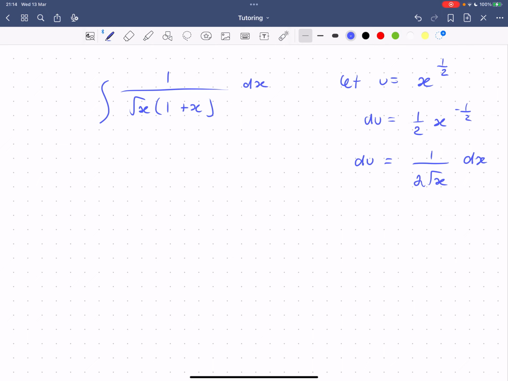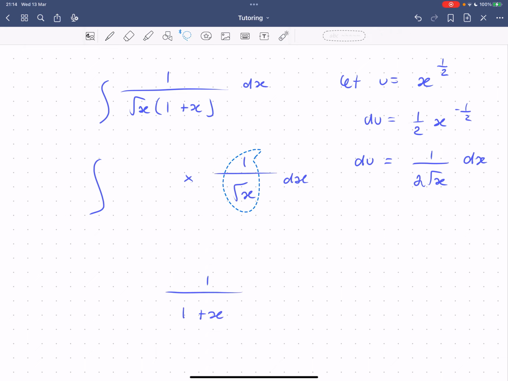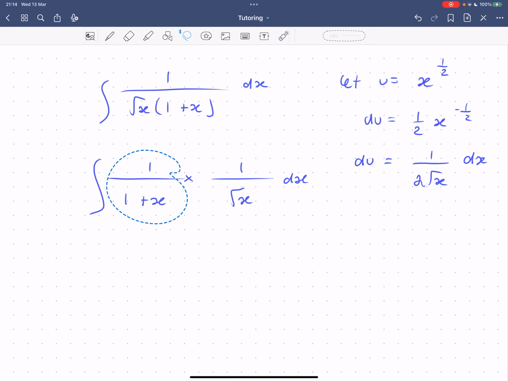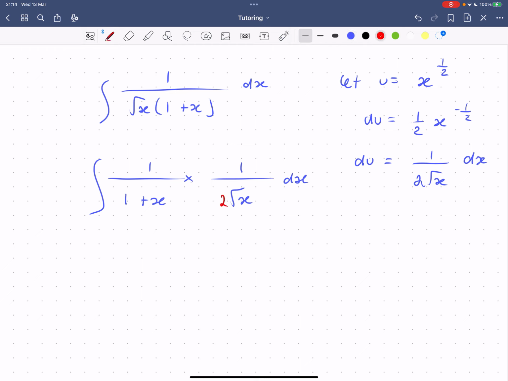Now the whole goal of U substitution is to get rid of this and replace it with that. Now I've actually almost got that. Let's split this up. I've got 1 over root x times by 1 on 1 plus x dx. And I might actually even change the order of this again. We've got that there and this here. We've almost got this here. We need a 2 down here, but to undo that 2, I need to times it by 2, and those 2's would cancel, so it really means the same thing.